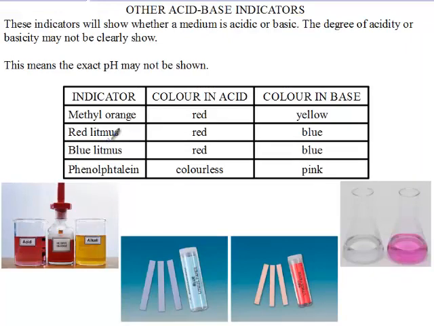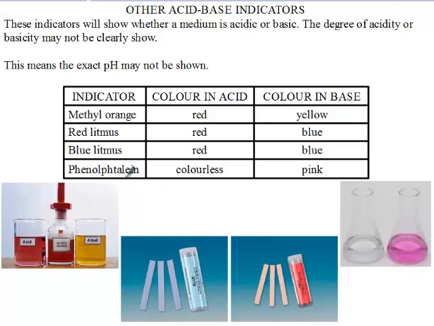The next one is red litmus. Remember, acids will not have any effect on a red litmus paper, but a red litmus paper will change to blue in a base. Okay, for the blue litmus paper, it will change to red in an acid. The blue litmus paper will remain the same in a base.